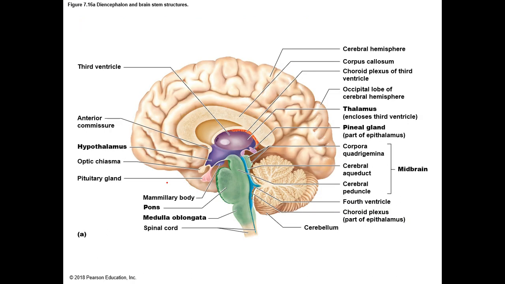So here's this picture brought back up. Again, it shows your thalamus, but we also talked about your epithalamus. So the important structures here that we talked about was the pituitary gland, located right here. Your mammillary bodies located right here. So those are two very important structures that we see here.